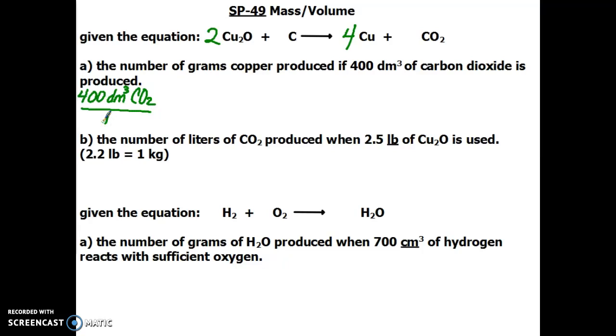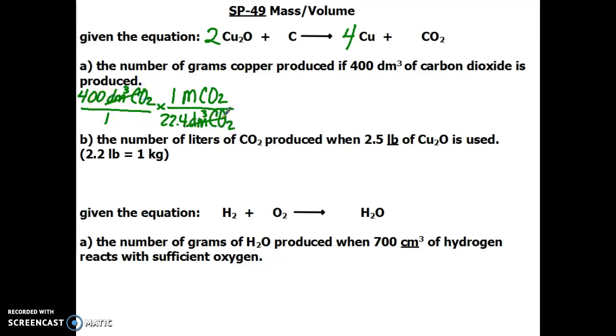Our second step has always been to take what we have and turn it into a mole. Because it's cubic decimeters, or volume, and everything we're going to do is at STP, we don't have to come up with a molar mass. We're going to use 22.4. So on the bottom, we're going to say we have 22.4 cubic decimeters of CO2, and that's equal to 1 mole of CO2 on top. Cubic decimeters cross off. Now I have moles.